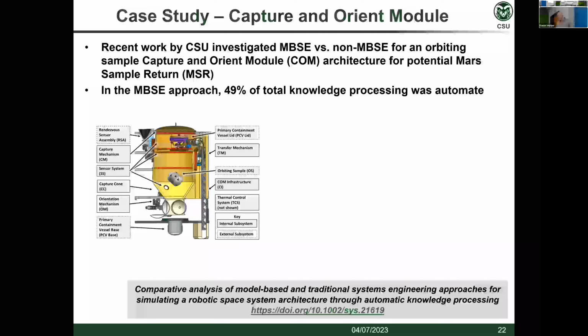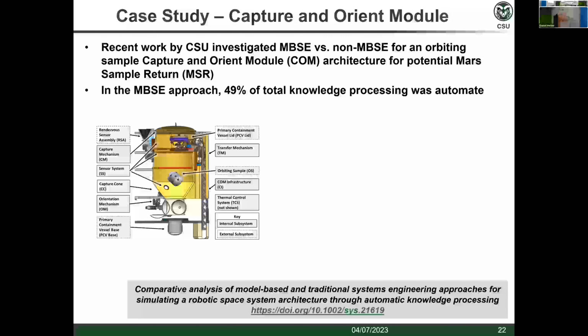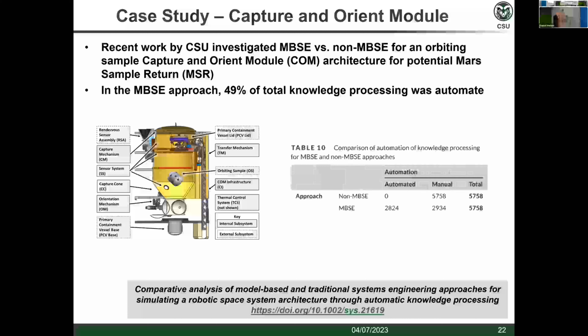In this case, with the MBSE approach, it was found that approximately 49% of the total knowledge processing was automated. Knowledge processing means things like requirements or the results of simulations, those types of aspects that you do in one place but are also needed in other locations. Can we have that automated or linked in some way? Looking through the elements for this particular module, one module of a larger system, they found almost 6,000 different knowledge connections that need to be understood.